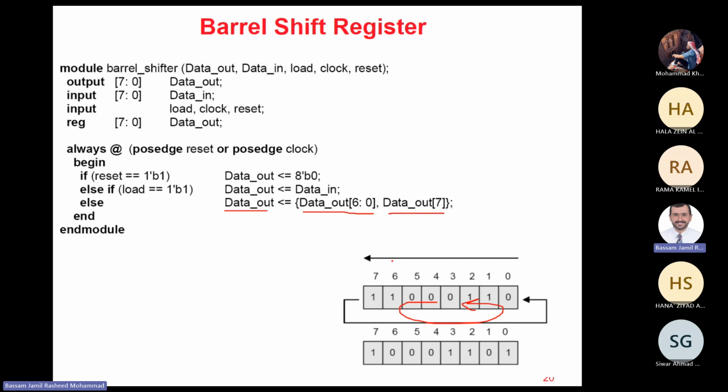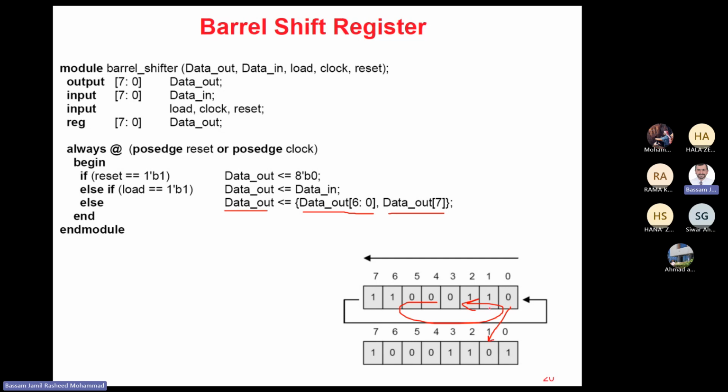You can see here how this data is shifted. We're going to shift this bit to here, and this bit to here, and this bit to here, etc. And this bit will rotate all the way and come in here. And that is the meaning of this statement.